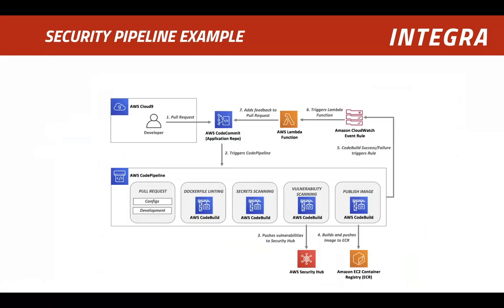Okay, let's see what a typical security pipeline will look like. For example, let's consider a Docker deployment process. There will be a pull request. If you look at the top left of the diagram, the first thing is the pull request. The developer commits the code to the respective branch in CodeCommit. Once the pull request is reviewed and the code is merged to the master or production branch, the CodePipeline gets triggered. You can see an arrow going down to the pipeline.